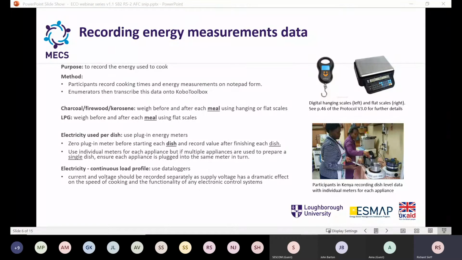So for the fuels, kerosene, charcoal, firewood and LPG, the cook must take fuel weights before and after the end of each meal. However, for electricity, we take readings before and after each dish. The cook will use a plug-in meter and zero it at the start of each dish, writing down the kilowatt-hour reading at the end of the dish. Or they might have a continuous data logger and be reading the kilowatt-hour readings from this.